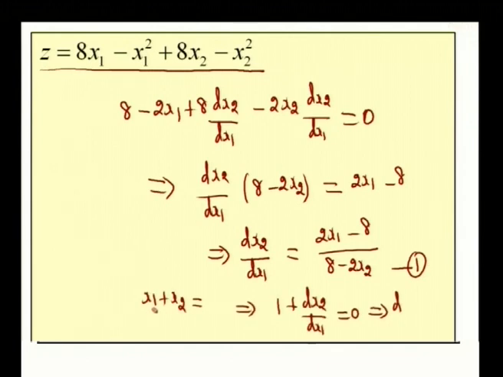Now, the gradient of the line x1 plus x2 equal to 12 is 1 plus dx2 by dx1 equal to 0. From this, we will get dx2 by dx1 equal to minus 1. We will take it as equation 2. So, in order to obtain the tangent to the given circle, first we differentiate the given circle with respect to x1. We will get the equation as dx2 by dx1 equal to 2x1 minus 8 by 8 minus 2x2. Then the gradient of the line x1 plus x2 equal to 12 is dx2 by dx1 equal to minus 1.